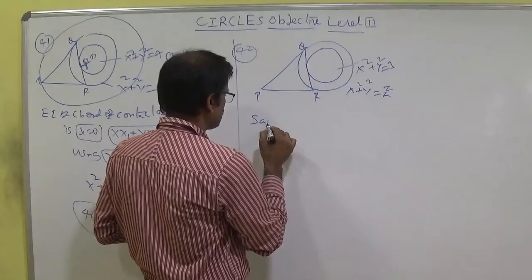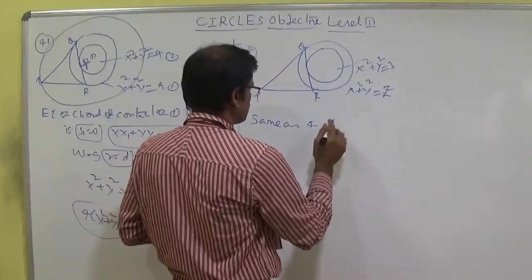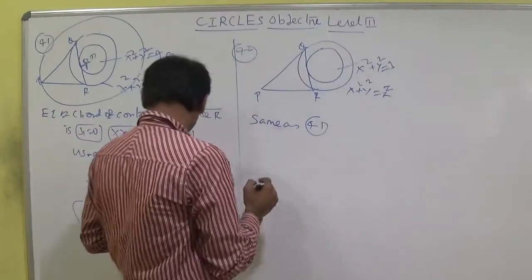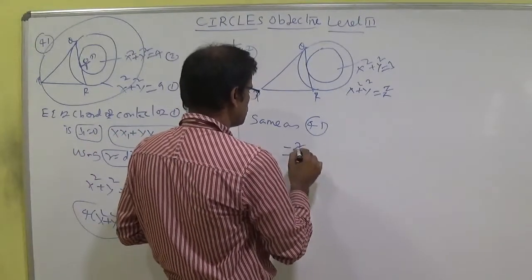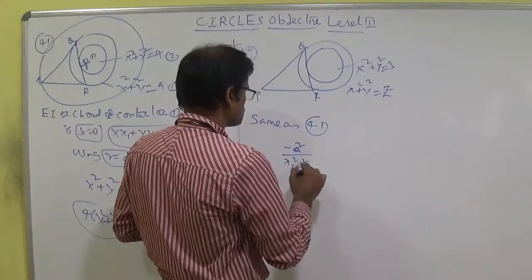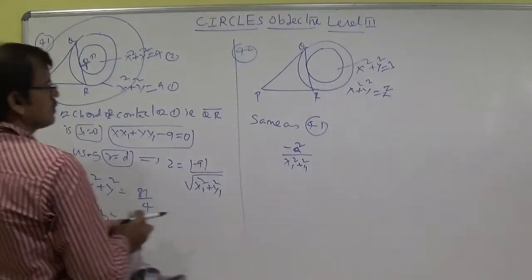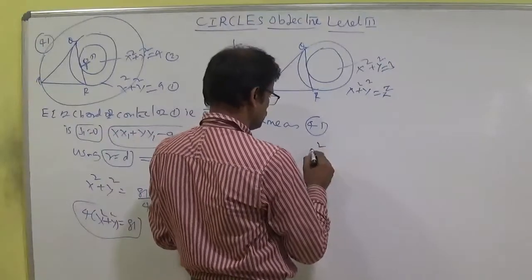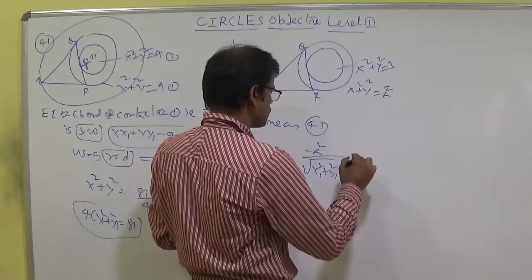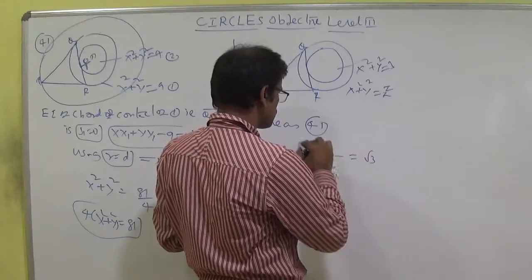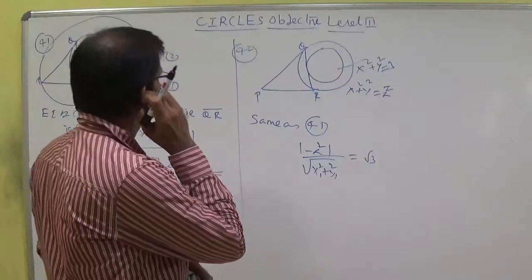Same as above, I am writing. Same as 41st question. Using the r is equal to d concept, here you can write minus a square by root of x1 square plus y1 square is equal to root 3. Minus a square by root of x1 square plus y1 square is equal to root 3.